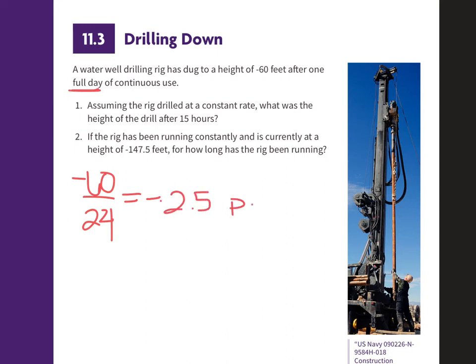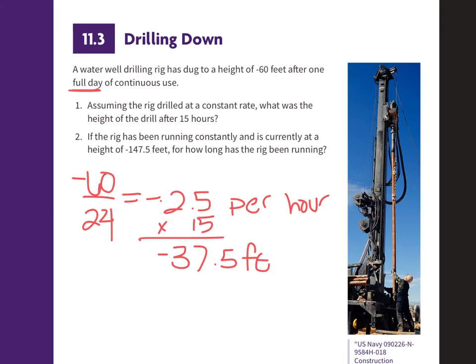So per hour. So after 15 hours, I'm just going to multiply it by 15. It's negative 37.5 feet. So I just times that by 15. Okay? Negative just means I'm drilling down, right? So it's gone down 37.5 feet.